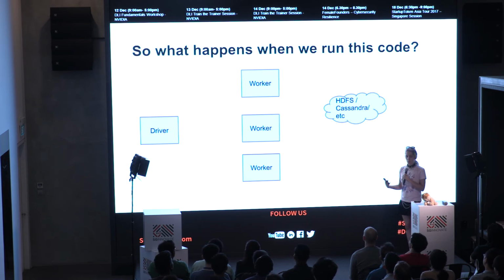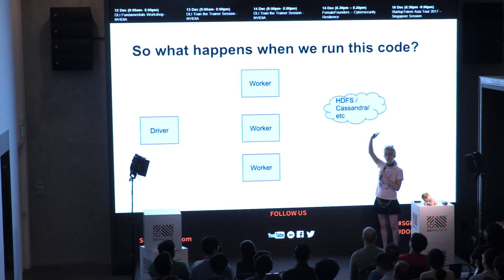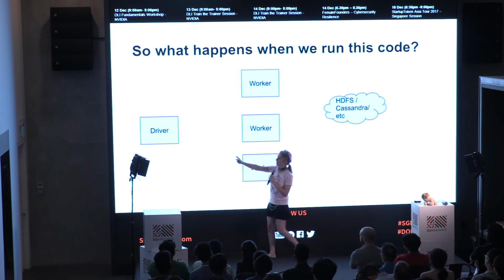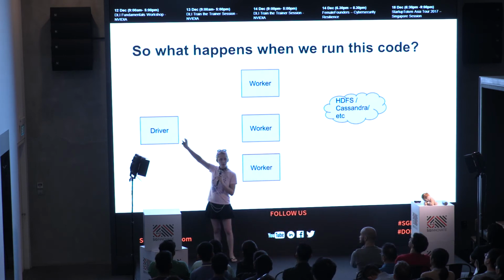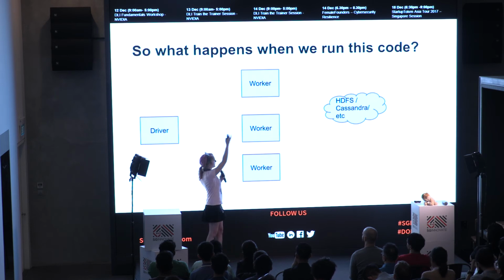So what happens when we run our word count example? We've got this cloudy thing. I should probably replace this with Google Cloud Storage instead of HDFS, but you can connect to whatever you want. This is where your data lives. You've got a bunch of worker nodes, and then you have this driver node. The driver node is the part where you're running your Jupyter notebook or whatever your preferred interface is. And these are all of the things where you're giving me money.